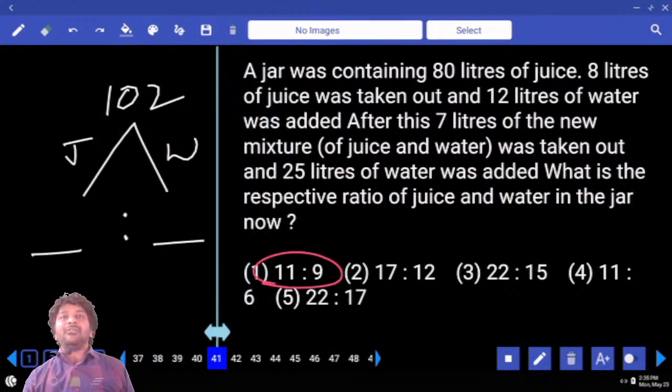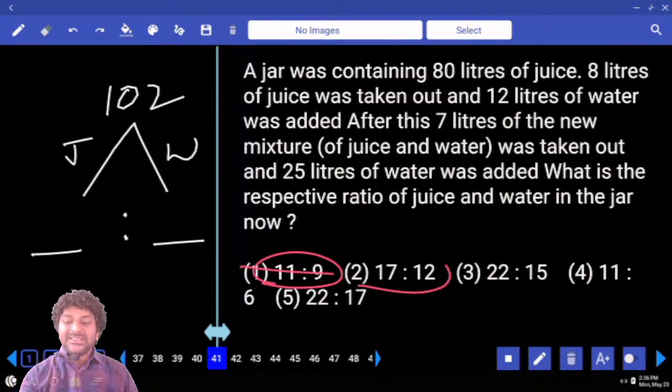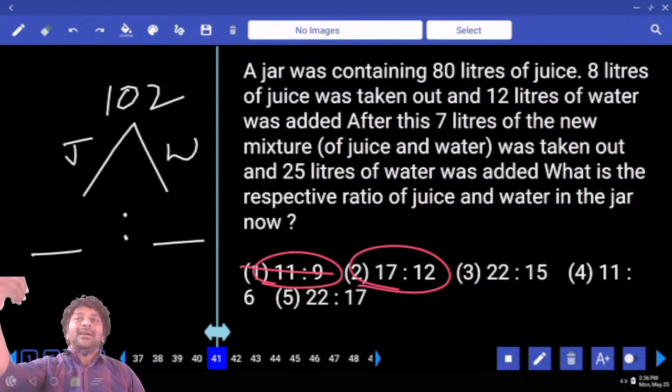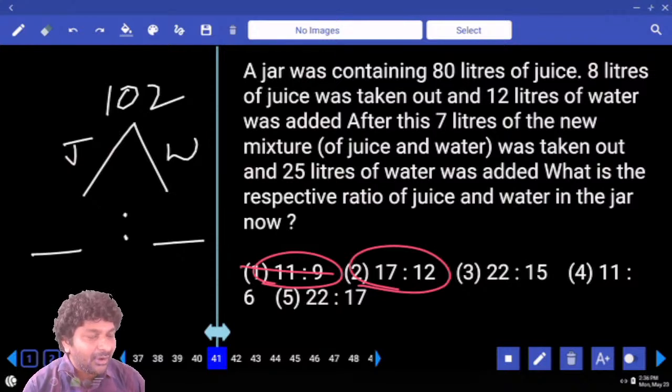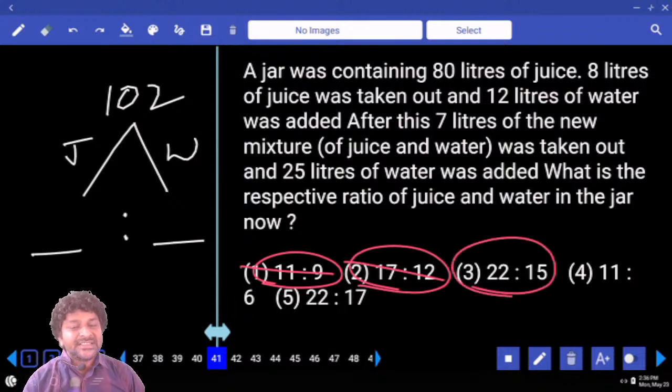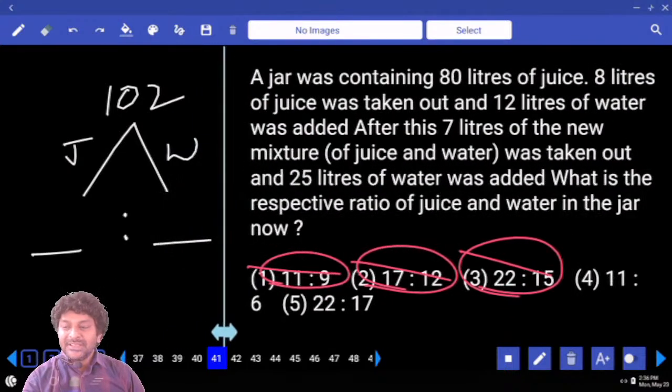20. Is 20 a factor of 102? Eliminate. How much is the sum? Is 29 a factor of 102? No. How much is the sum here? Is 37 a factor of 102? No. And the fourth option, how much is the sum? 17. Is 17 a factor of 102? Yes. How many times? 6 times. Okay, that may be your answer.